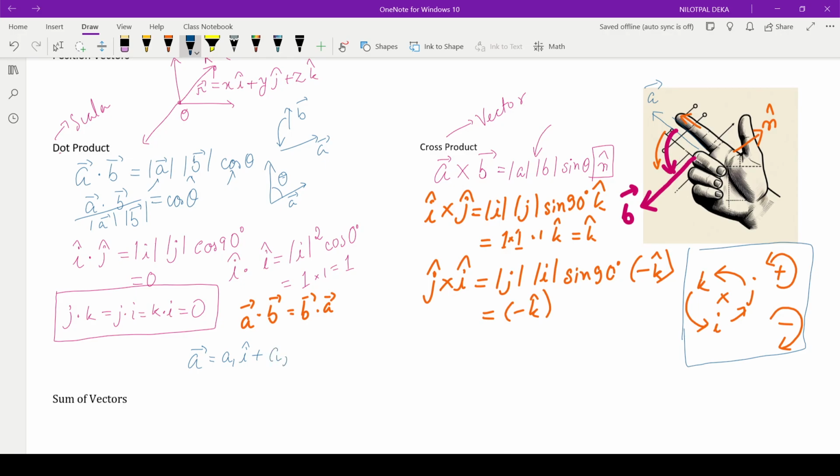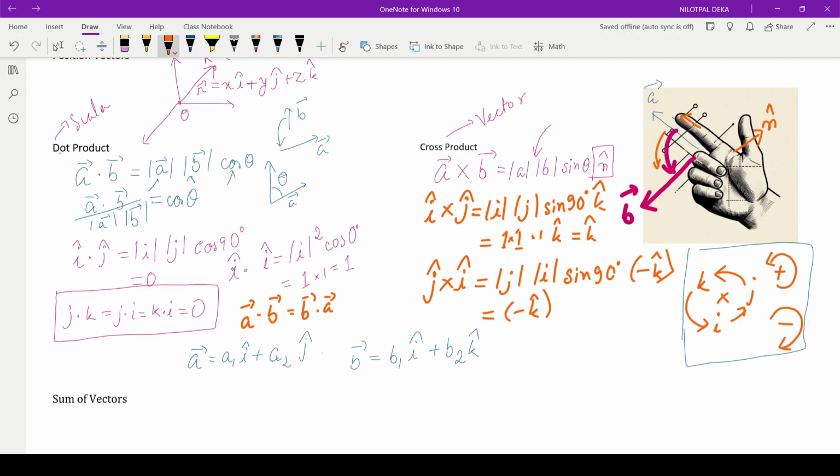Yeah, it's A2 j cap. Suppose I have one vector here, and another vector B, where B is equal to B1 i cap plus B2 j cap. So how do I do a dot product of these two vectors? Suppose I have to do a dot product of these two vectors. How would I do that?